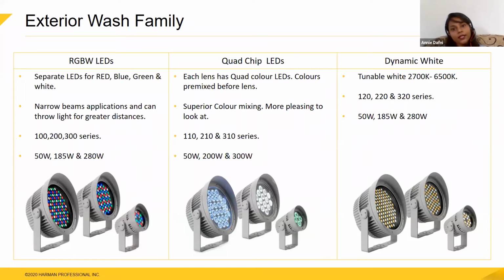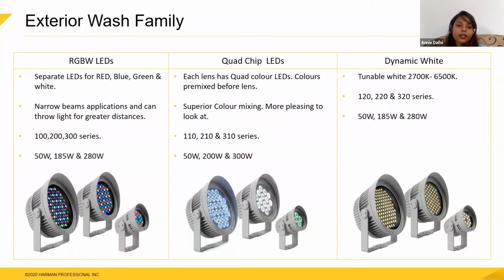Now, the second variant is the quad chip LEDs. Like you can see in the image here, there are a number of lenses on the fixture, and behind each of these lenses we have quad color LEDs. What I mean by quad color LEDs is there are RGBW clusters behind each of these lenses. So the color that comes out is already pre-mixed before it even reaches the lens. The final output has superior color mixing and also a very good level of color saturation. Again, this is used in applications where the hues of color, the color mixing, or the saturation is very important.